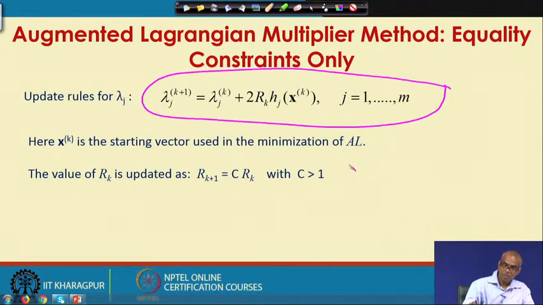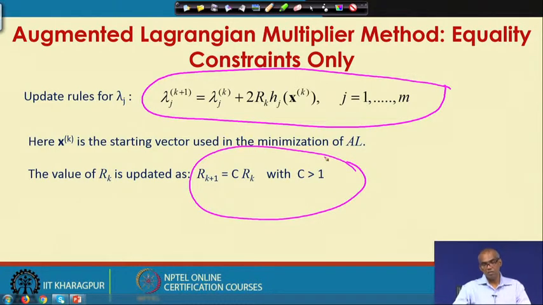Similarly, the penalty parameter R can be updated as R k plus 1 equal to C times R k. So, the penalty parameter at step k plus 1 becomes a multiple of the penalty parameter at the kth step. C is that multiplier, and C is greater than 1.